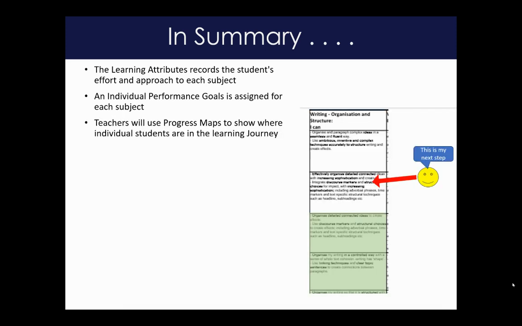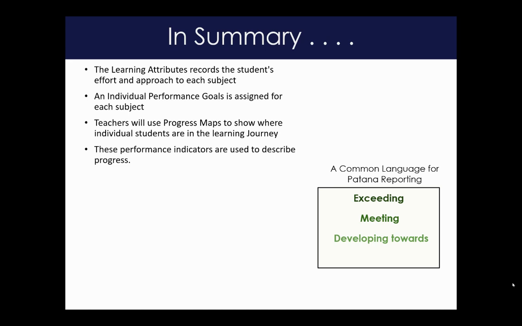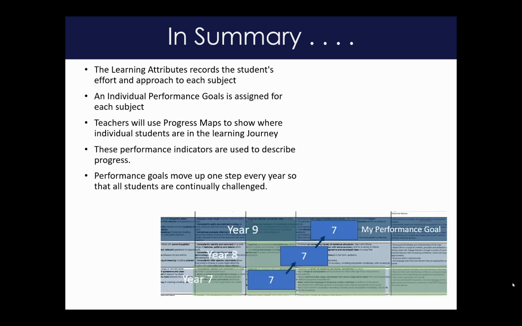Progress maps are used in lessons, especially during assessments, to make it clear where the individual is in the learning journey, and to identify the next steps in the learning. Teachers give feedback to let students know if they are on track to achieving their goal, using these performance indicators. This is the language we will use on the school reports. Although the number might stay the same, performance goals move up a step every year, so that you are continually challenged. If you have further questions, please speak to your child's tutor or teachers. They will be happy to help you.